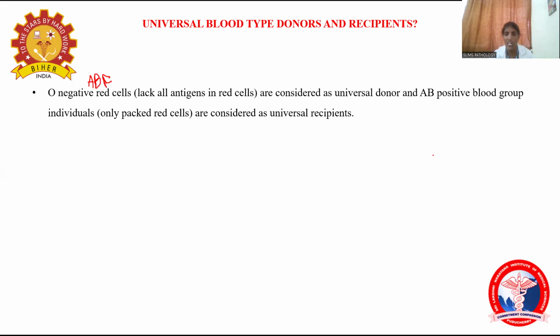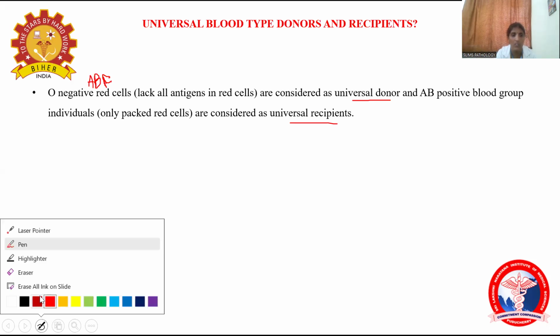AB has to receive only AB, but in absence of AB availability, what you can go for is either A blood group, because it contains A antigen, which is not going to harm. I'm talking about only red cells. Remember that A blood group plasma should not be given to AB because it contains anti-B antibody. So the other way, O blood group also can be given to this AB positive individual. So universal donors and universal recipients, you have to remember, right?